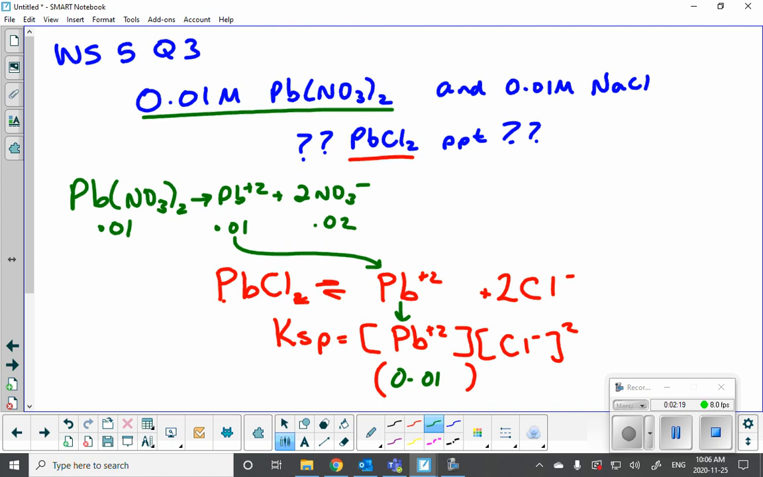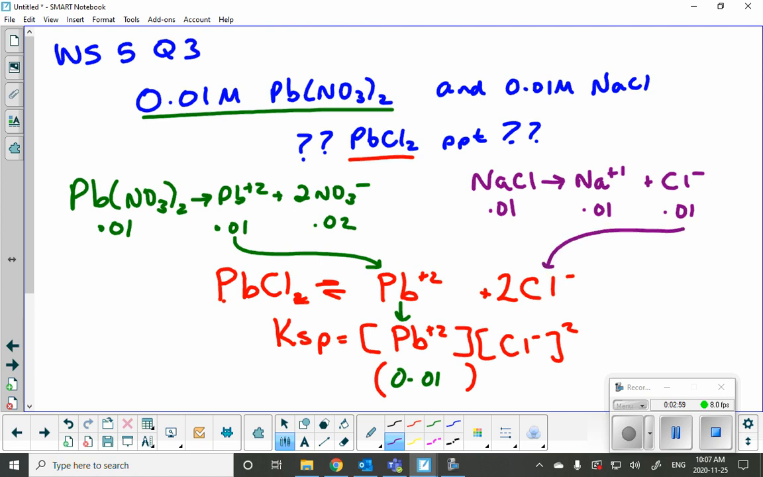Where did the chlorine come from then? If I didn't have any lead chloride, where did the chlorine come from? Well, the chlorine came from sodium chloride. Sodium chloride is also a very soluble salt. So again, one-way arrow, it breaks down to give me sodium +1 ions and chloride -1 ions. If this is 0.01 and all of the sodium chloride breaks down completely in a 1:1:1 ratio, this is 0.01 and this is 0.01. I don't really care about the sodium. It has nothing to do with my equation in red. I do care about the chlorine. All of the chlorine came from sodium chloride.